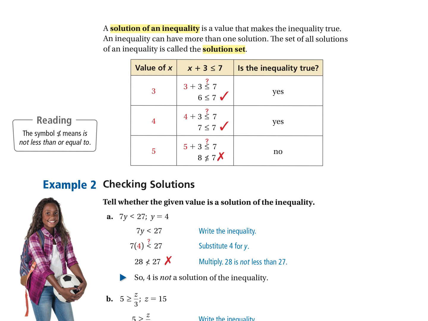So let's look at this table and figure out what it's showing us. Over here, I have my value of x, just like a normal table would. And in here, instead of an equation, I have an inequality showing me x plus 3 is less than or equal to 7.